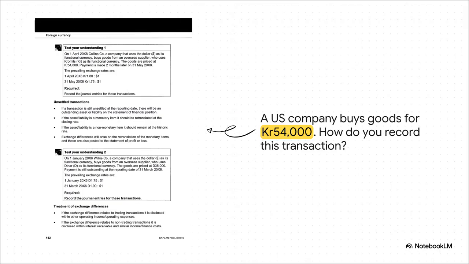Let's make this real with an example. A U.S. company buys goods for 54,000 units of some foreign currency. We'll just call them crummets for fun. Now here are the key details. The purchase is on April 1st, but the payment isn't due until May 31st. And crucially, the exchange rates are different on those 2 days.